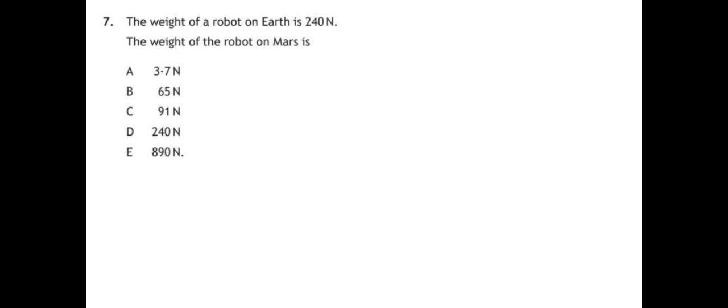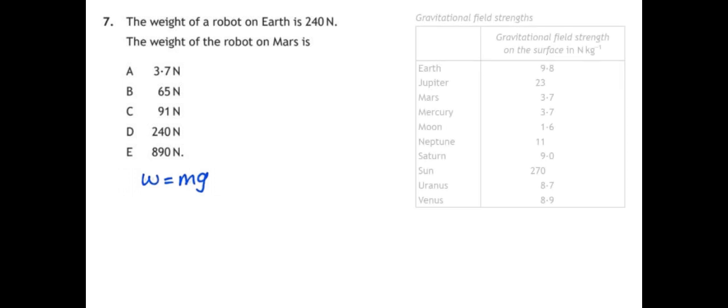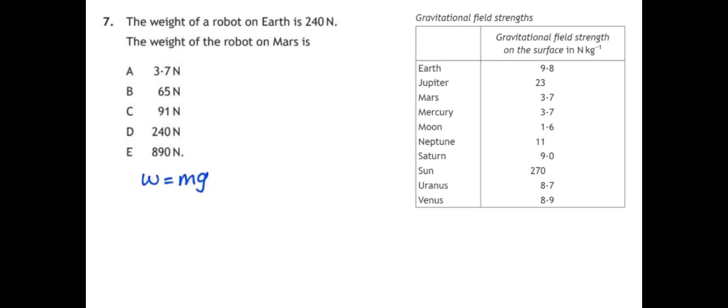Number 7. The weight of a robot on Earth is 240 newtons. The weight of a robot on Mars is... So, weight equals mass times gravitational field strength. And the gravitational field strengths of Earth and Mars are given in the datasheet at the front of the exam paper. We can see here that the gravitational field strength of Earth is 9.8 newtons per kilogram, and on Mars it's 3.7 newtons per kilogram.